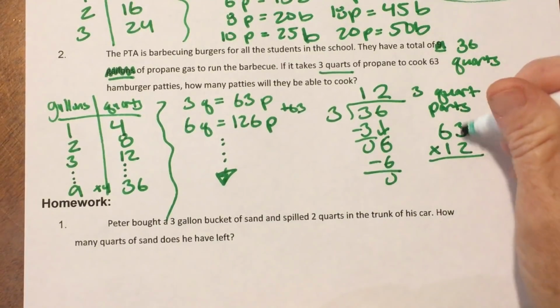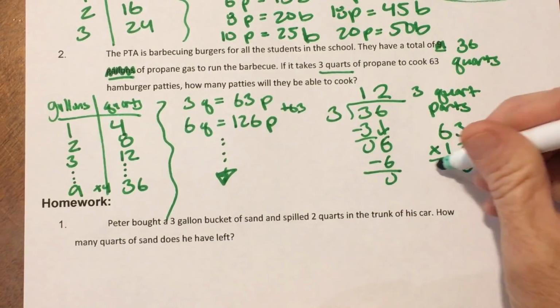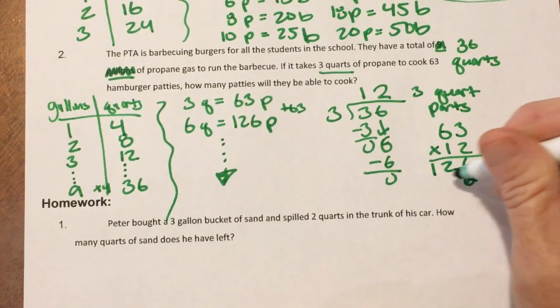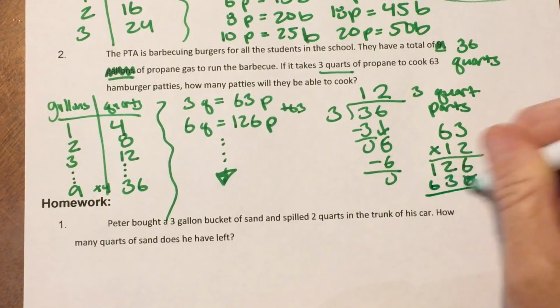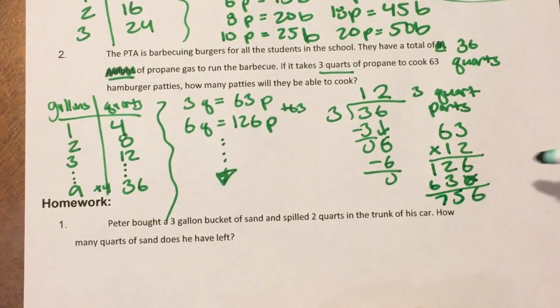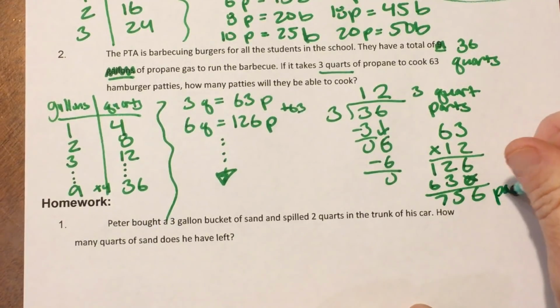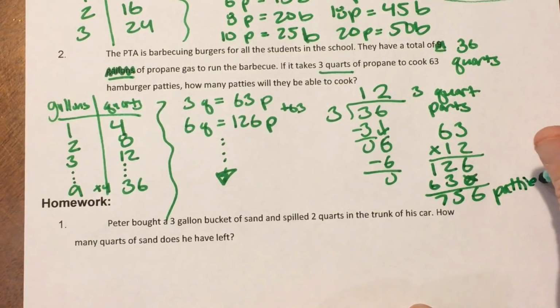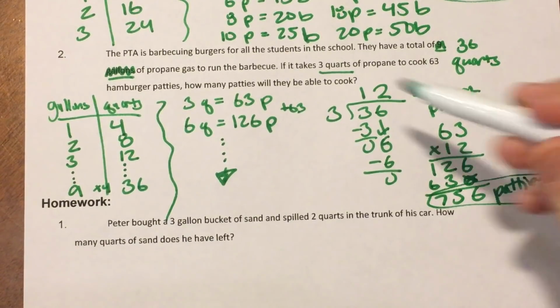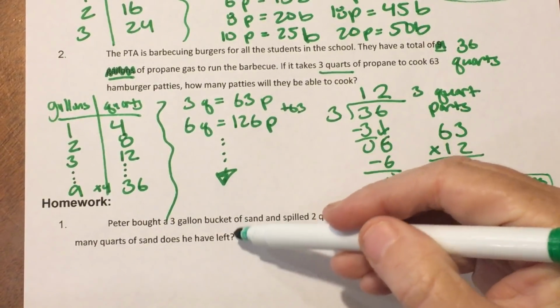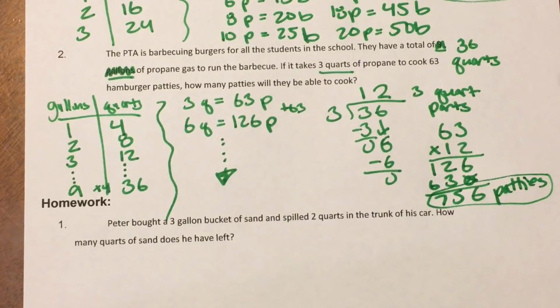So let's see what I get. 2 times 3 is 6. 2 times that is 12. Then I am saying I can make 756 patties. So that's just a different strategy. If that one didn't make sense, you could have continued with the other one. It just would have taken a lot of work.